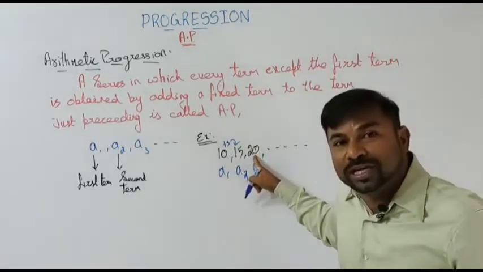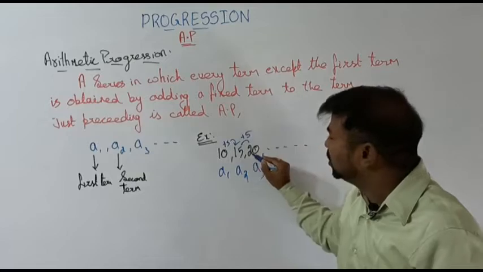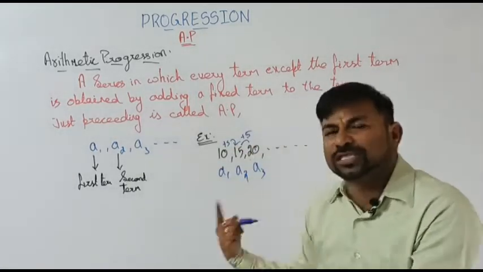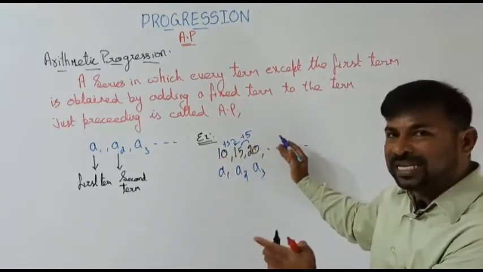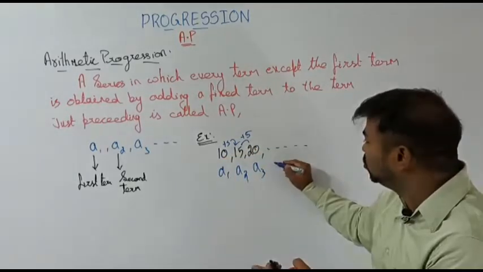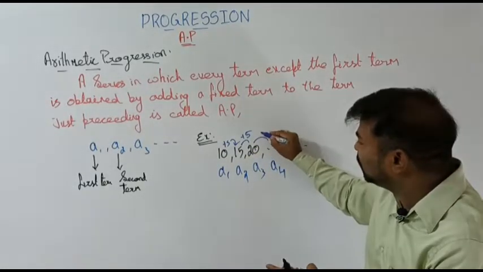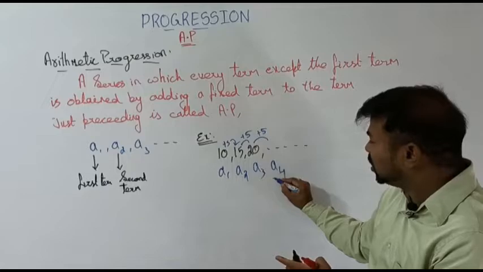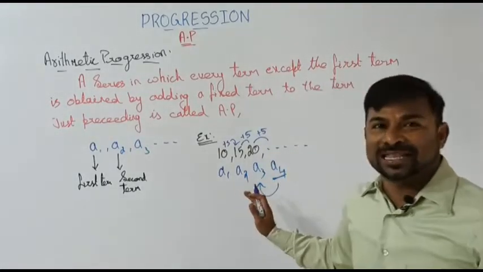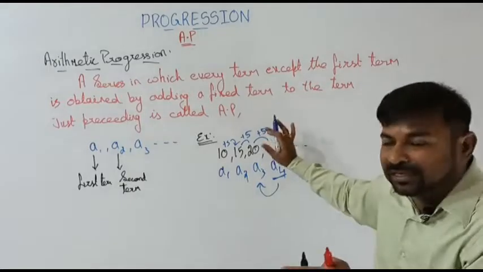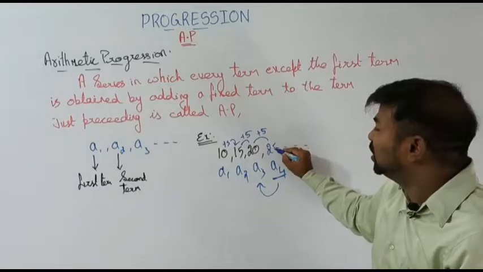In the same way, how did you get 20? By adding plus 5 to the term just preceding it. Just preceding, not all the preceding. Now, if the series is continuing like this and you want to guess the fourth term, A4, add plus 5. Who is preceding A4? Just immediately back one, A3. Add a fixed number, plus 5, then we are getting 25.